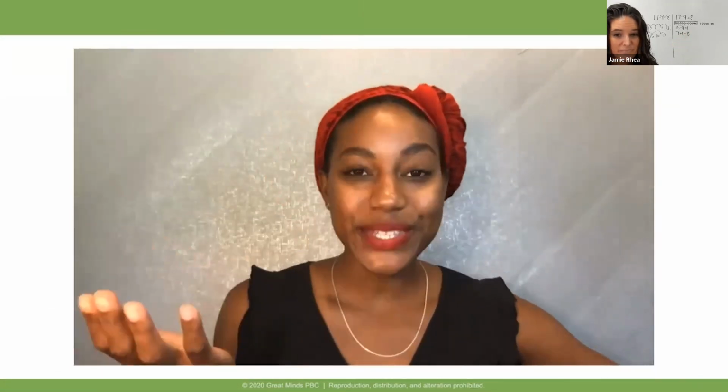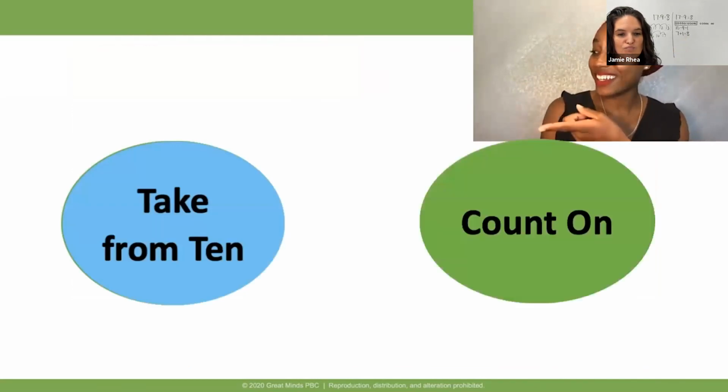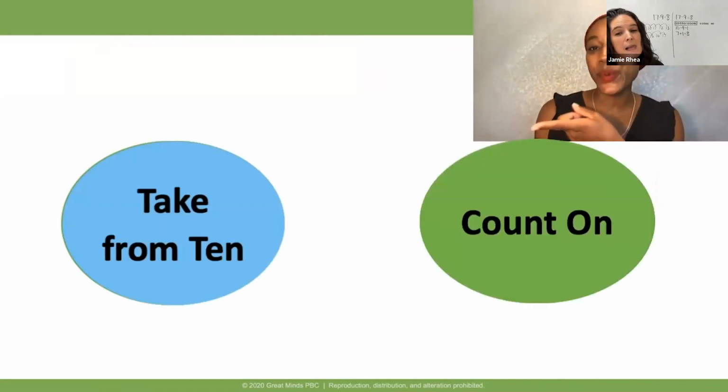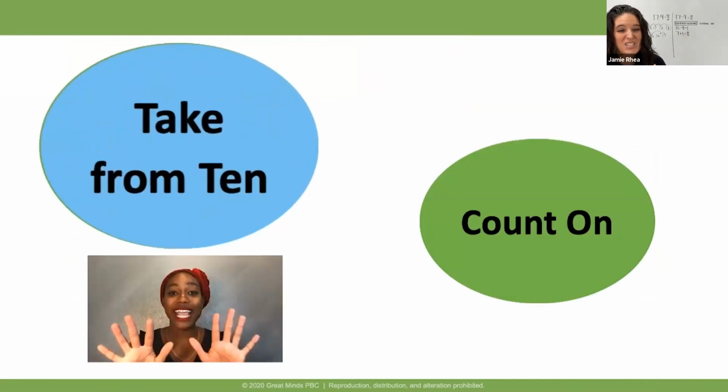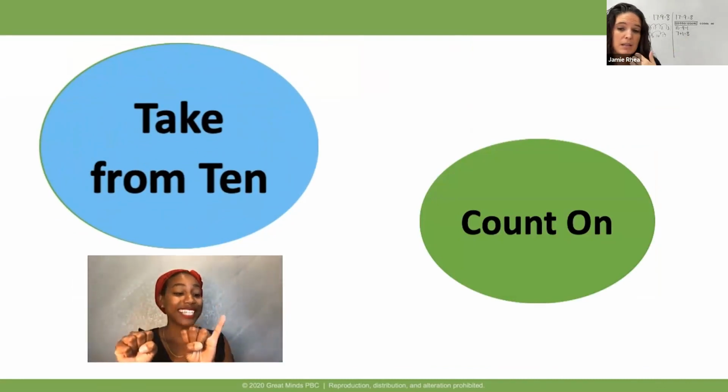What do you think? Which strategy was easier to solve 17 minus 9? Was it take from 10 or count on? Take a moment to point to the strategy that was easier for you. I think for me, it was easier to take from 10. But for you, it might have been easier to count on. It's just dependent on you.